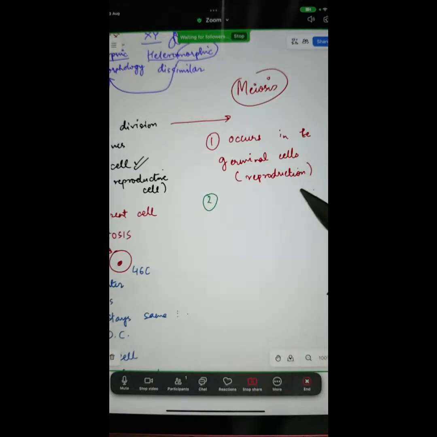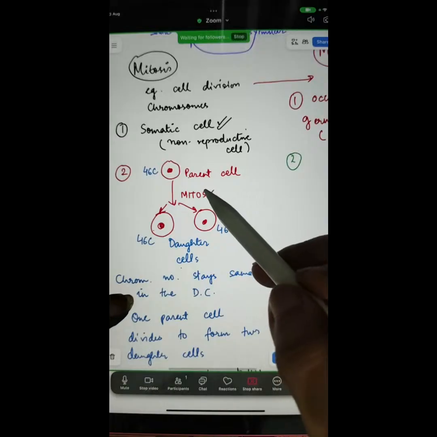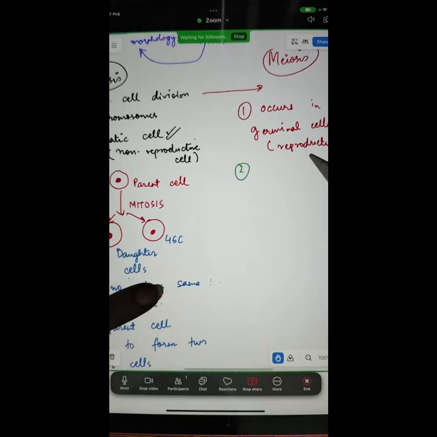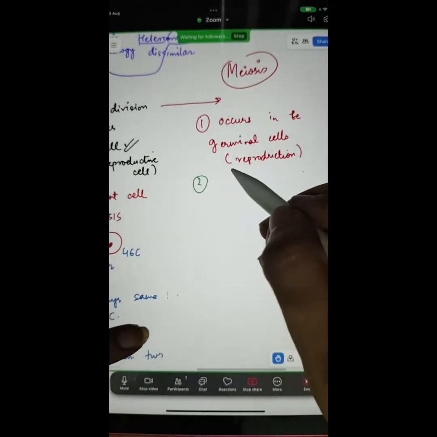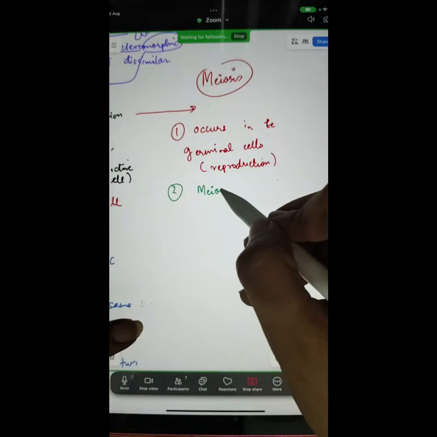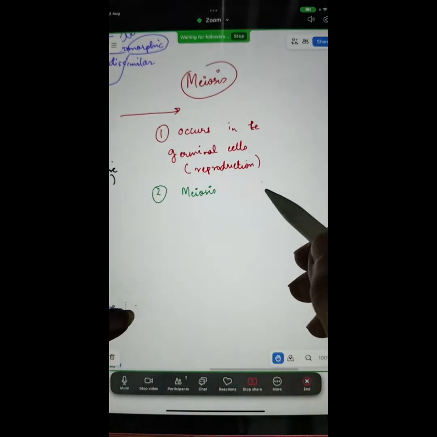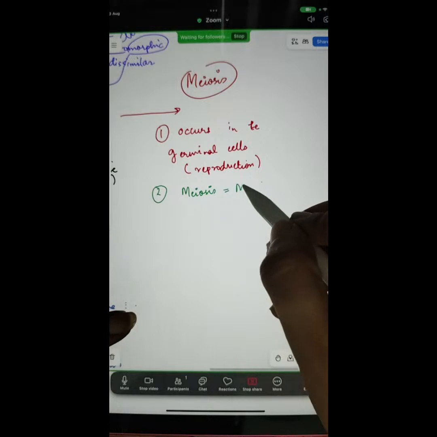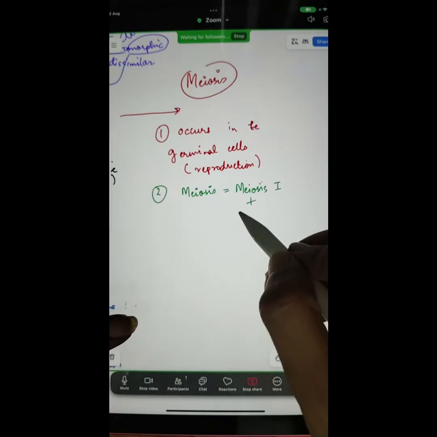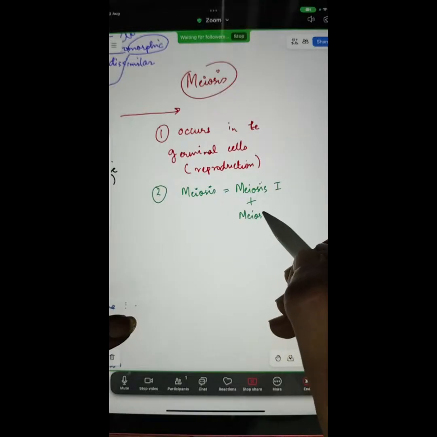Now, second thing, we have drawn that in mitosis one parent cell divides to form two daughter cells. Here, the illustration, before drawing the illustration, let me make it clear that if we are talking about one meiosis, it is the sum total of meiosis 1 and meiosis 2.